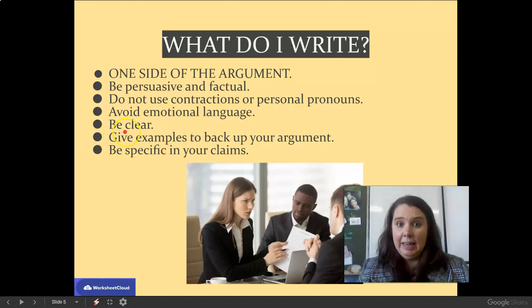Be very clear, right? You cannot win an argument if you are not clear. Also, you can't win an argument if you don't give examples that back up what you are trying to say. Be very specific. No one likes to hear an argument where it sounds as though the person's not 100% sure what they're saying. Then you're not going to actually win anyone over. So those are the basics to remember in terms of what I must do or not do while I'm writing.